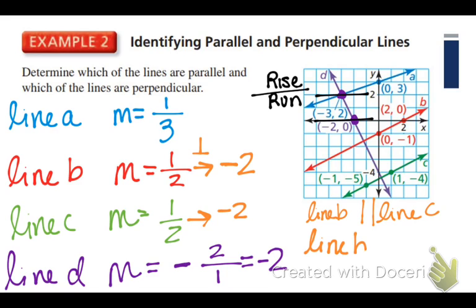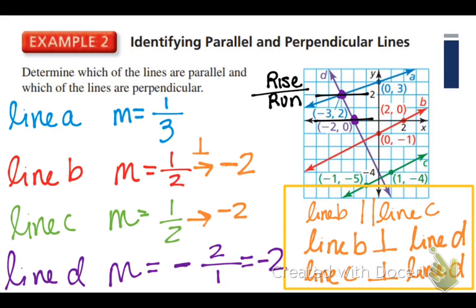So that means line B is perpendicular to what line? Line D, not all of them. Just line B and line D. And then line C is perpendicular to line D. This would be your final answer.